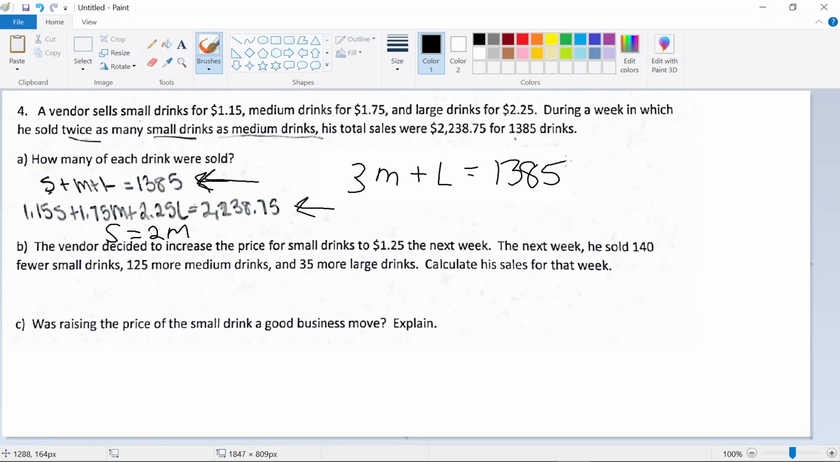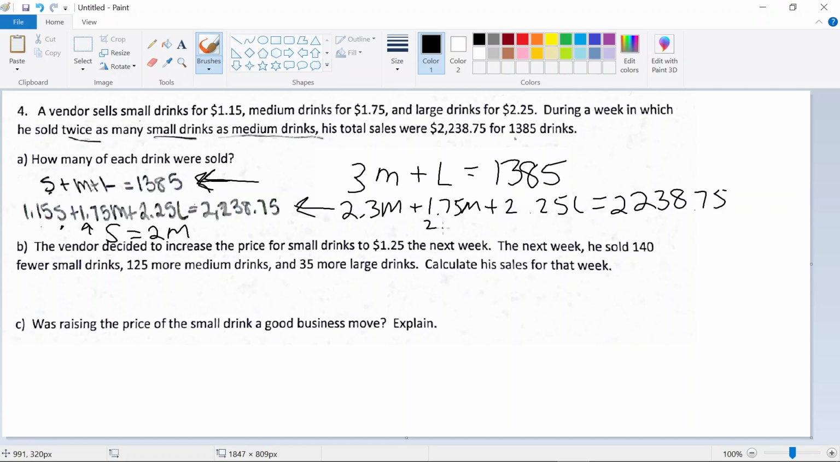Now I will plug it into this equation, S equals 2m. So this is 1.15 times 2m. Well, 2 times 1.15 is 2.30. So it's 2.3m plus 1.75m plus 2.25L equals 2238.75. Now, I need more room, so I'll just do this here.